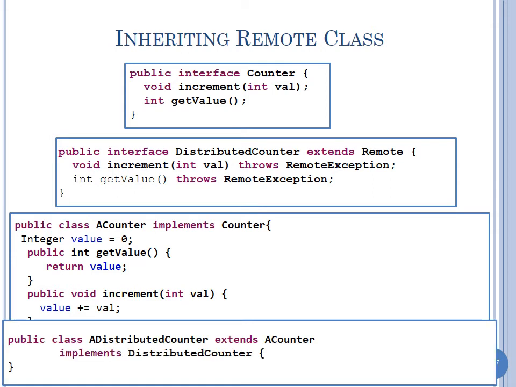I could have just said a distributed counter extends a counter, implements distributed counter, and that's enough. Because by doing so, I've labeled it to be a remote class, a class that implements a remote interface. So I needn't have copied all the method headers. In your project, you're welcome to change the existing classes. You don't have to keep the original classes. But if you want to keep the original classes, you might want to just inherit from them. You needn't duplicate the code.